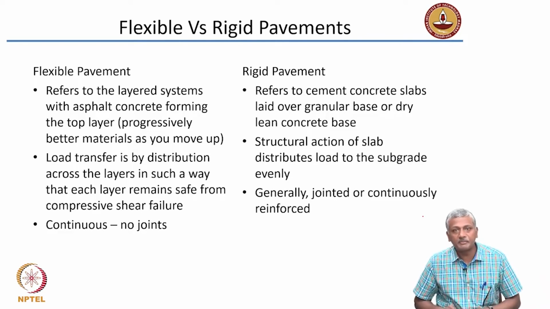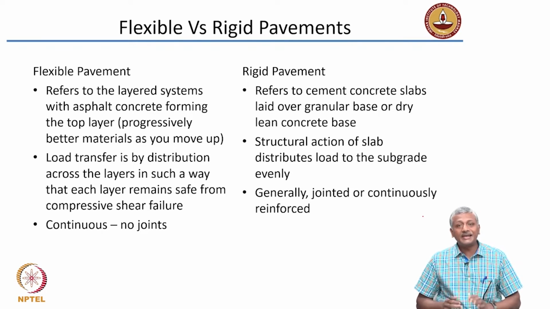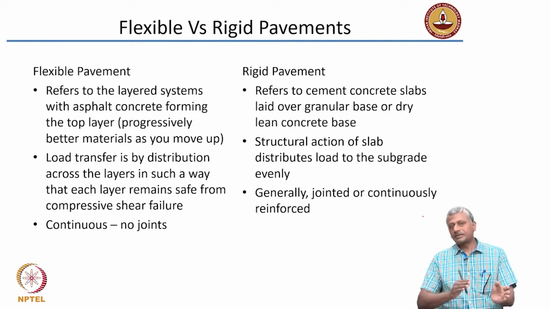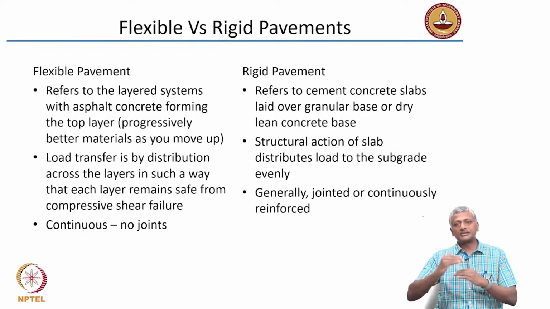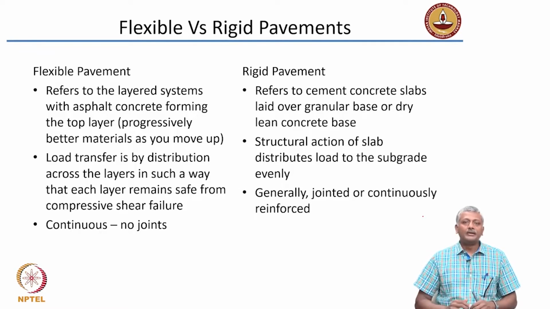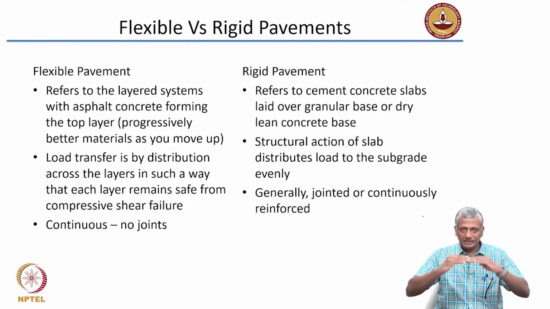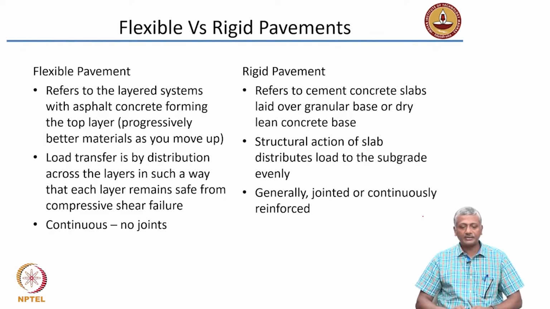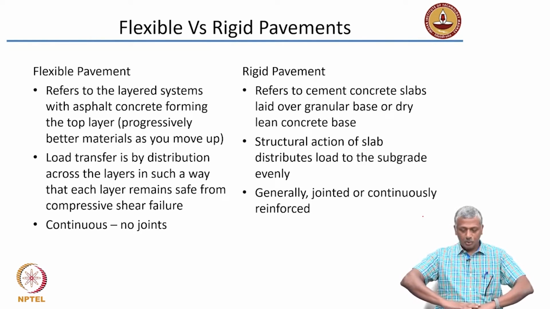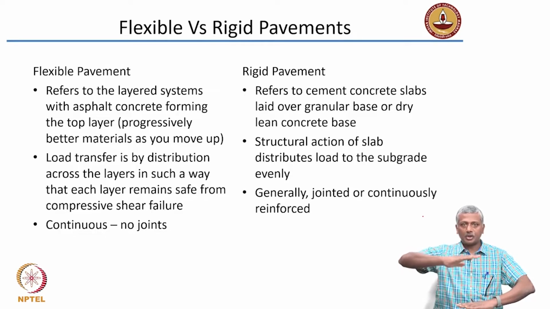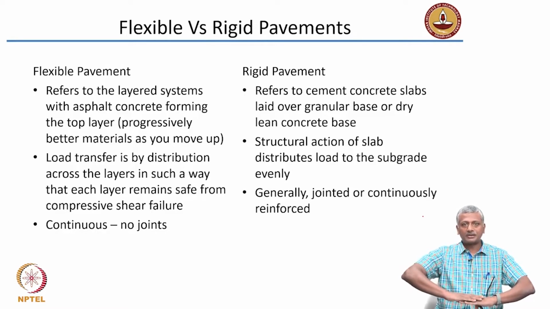So, flexible pavement essentially refers to the layered systems with asphalt concrete forming the top layer. We will take a look at this cross section of the layers a little bit later in this chapter. So, asphalt concrete or bituminous concrete forms the top layer, and then it's got subsequently several other layers also. So, as you go up from the soil surface to the top of the asphalt concrete, you are consistently improving the kind of materials that are being used.